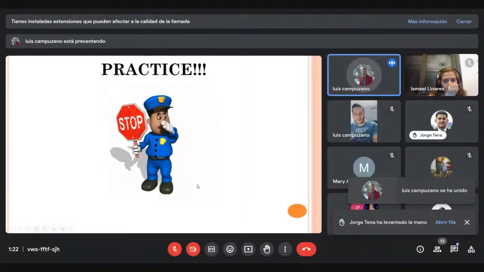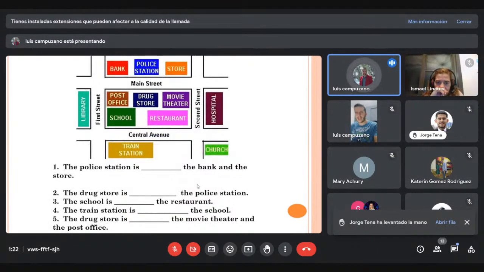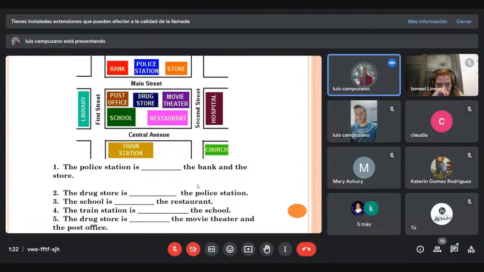I'm going to call on you. All right, I hope you can help me here. Let's do the first one here. And here we have a map also. And in this map, we have some questions. Let's take a look at the questions here. The first sentence says, the police station is blank the bank and the store.